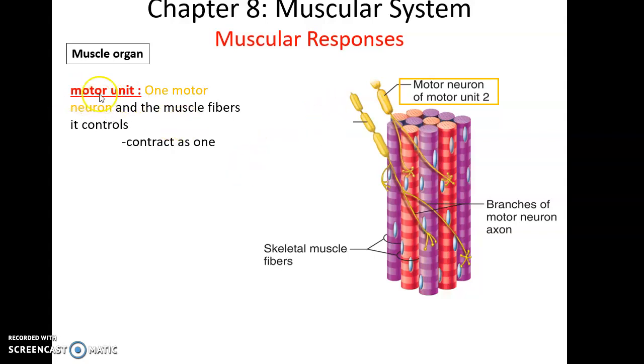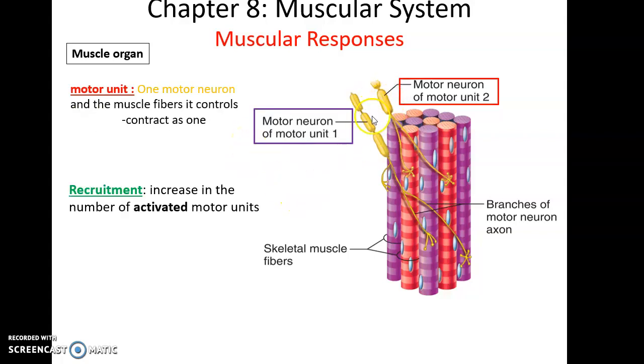So we have the concept of a motor unit. A motor unit is a motor neuron and the specific skeletal muscle fibers that it controls. The motor unit is one motor neuron and the muscle fibers it controls, and all those fibers will contract in unison when the nerve impulse travels down the axon of the motor neuron.